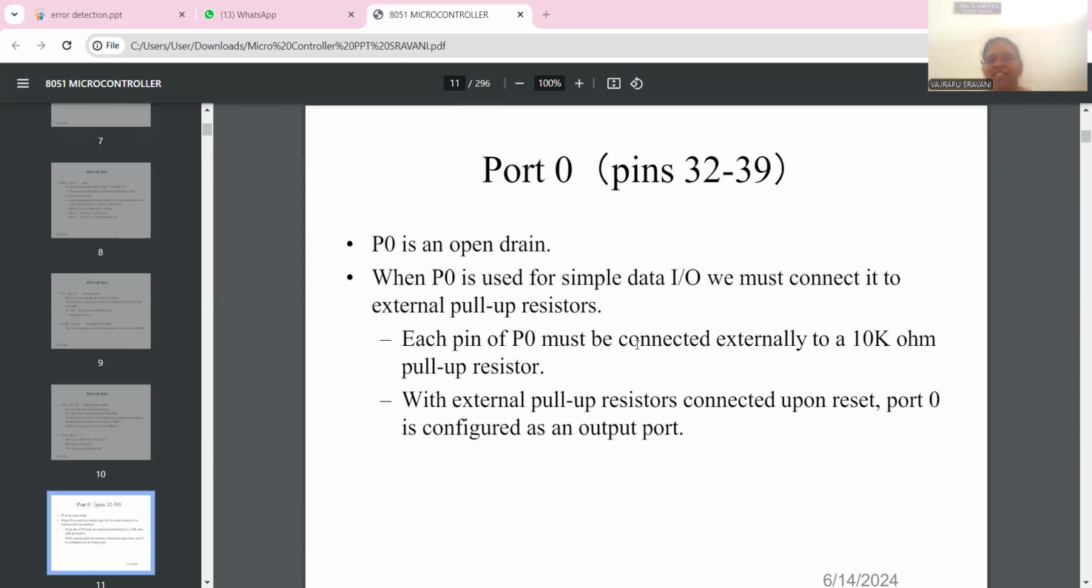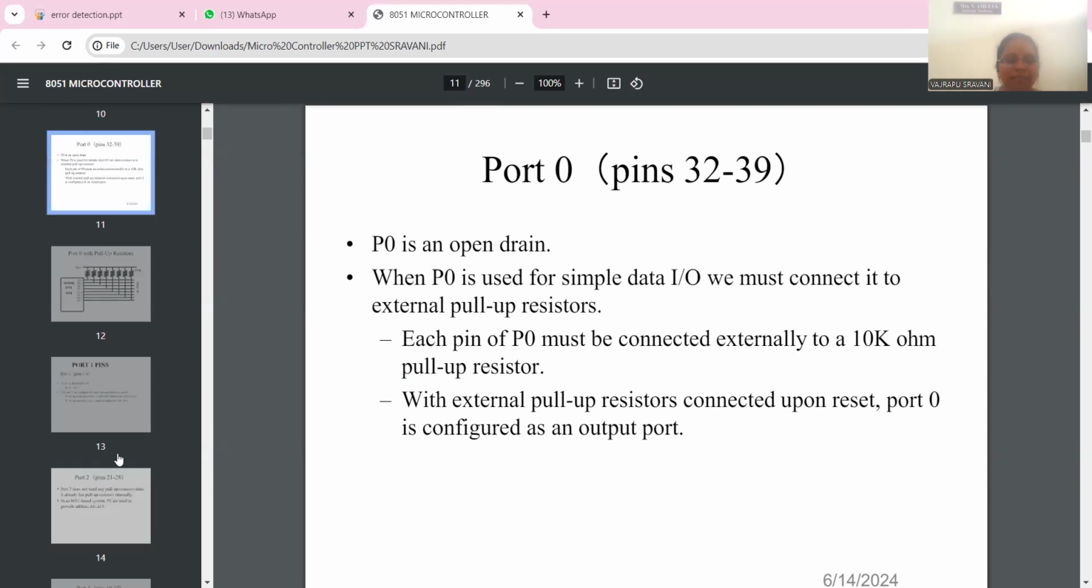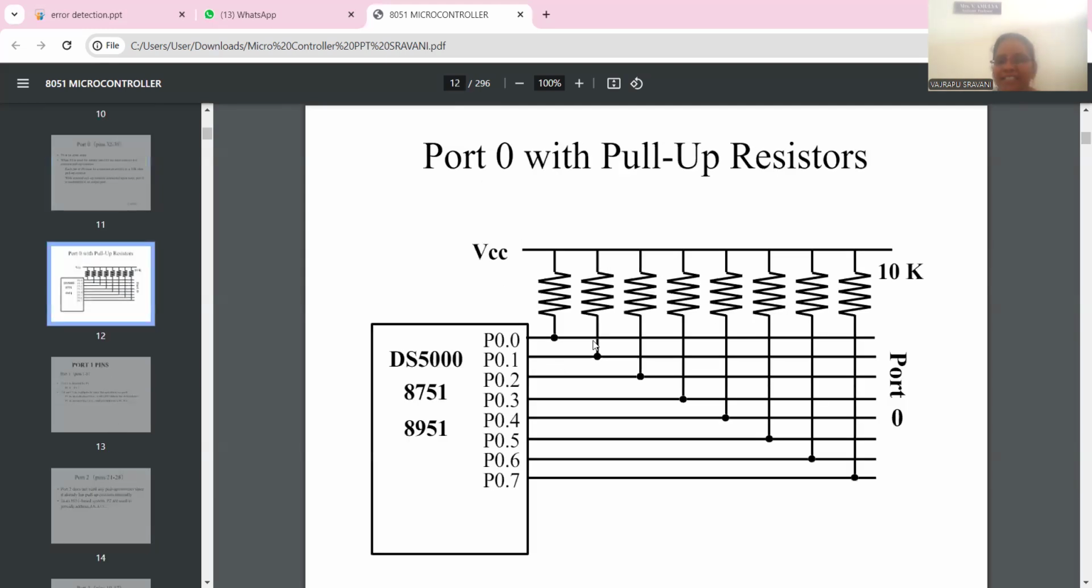There are no internal pull-up resistors for port 0. That's why we need to connect external 10 kilo ohm resistors. These resistors are connected as pull-up through the power supply VCC. Why are we using the pull-up resistors? I think you have this doubt.